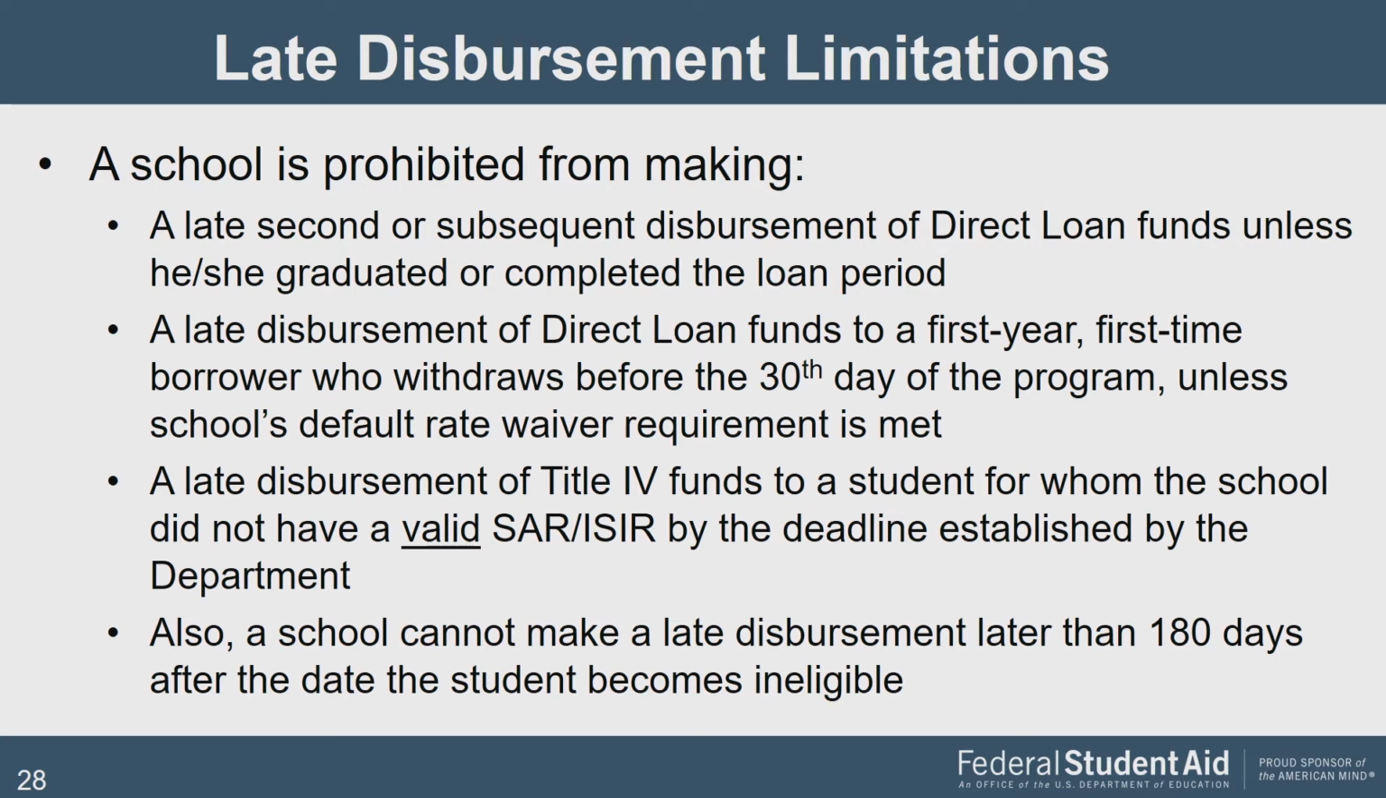A late disbursement of Title IV funds cannot be made if you do not have a valid SAR or ISIR. So if there have been issues with the ISIR all this time and the student is no longer eligible, if that ISIR is not valid at that point, they cannot receive Title IV funds, period. And they can definitely not receive any funds if that ISIR is not in your hand by the deadline established by the department. And I already mentioned that 180 days is the drop-dead date for any late disbursements.